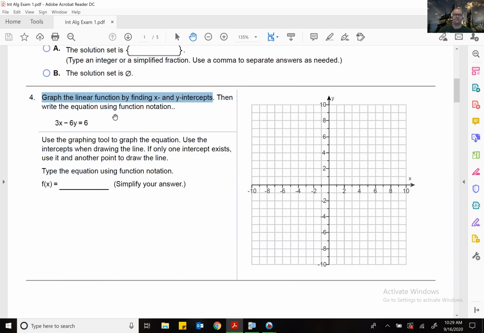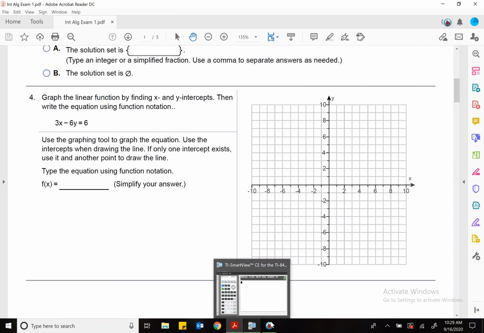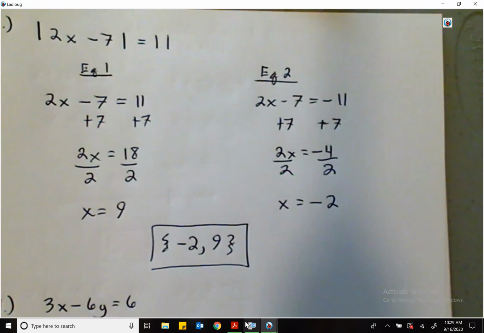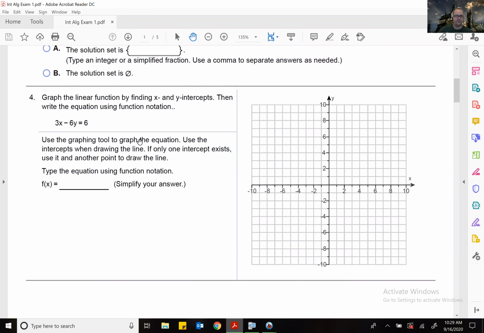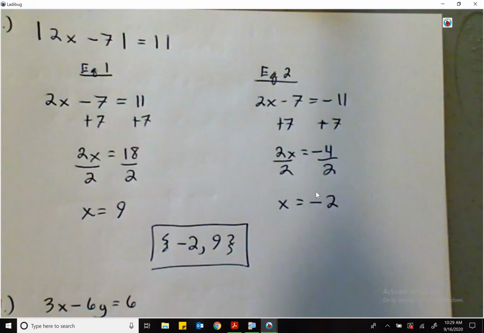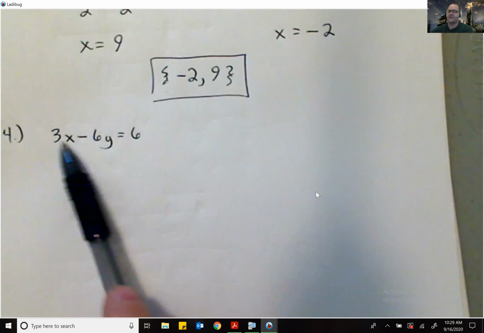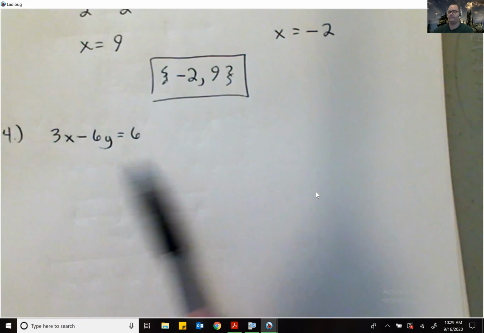Graph the function by the x and y intercepts. Okay. Let me double check something. Just wanted to look at something real quick. All right. So how am I going to graph this? How do I find the x-intercept and the y-intercept to this?